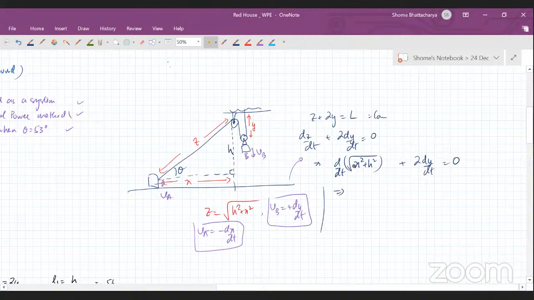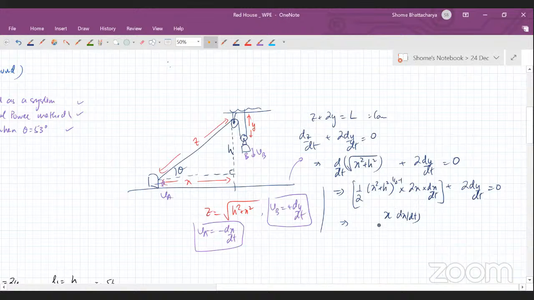Now you'll have to use the chain rule here for this differentiation. So this will become 1 by 2 into x square plus h square to the power half minus 1, into differentiation of x square plus h square, which is 2x because h is a constant, into dx by dt, plus 2 times dy by dt is 0. So this whole term will give us x dx by dt divided by square root of x square plus h square plus 2 dy by dt is equal to 0.